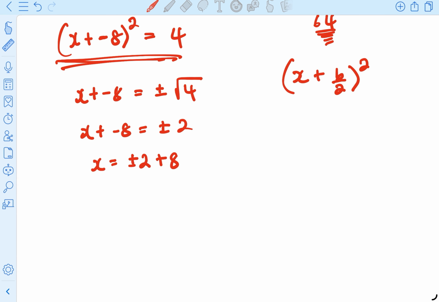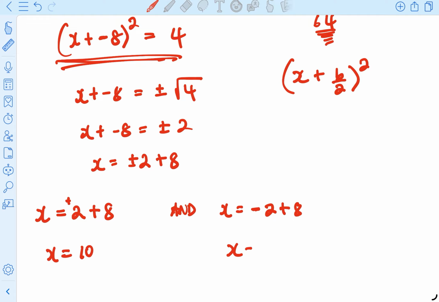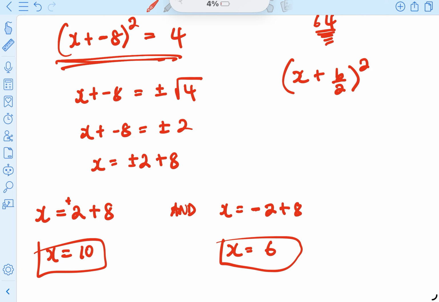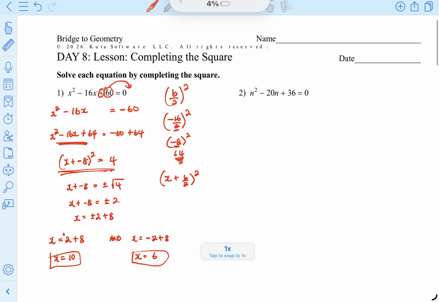Now I need to split my plus or minus. So pay attention here. X will be equal to 2 plus 8. That's the positive 2 plus 8, right? And x will be equal to the negative 2 plus 8. So in this case, x will be equal to 10, x will be equal to 6, right? This is how we solve a quadratic equation by completing the square when a is equal to 1, right?